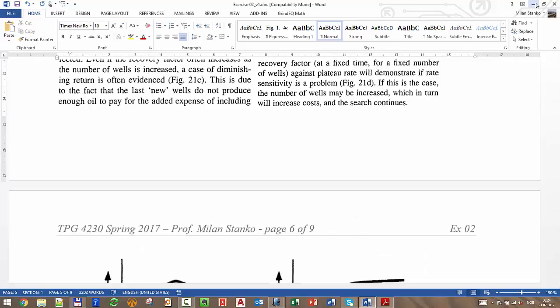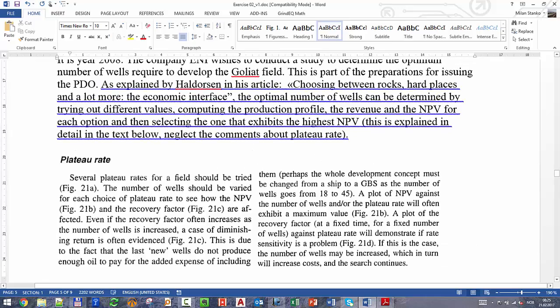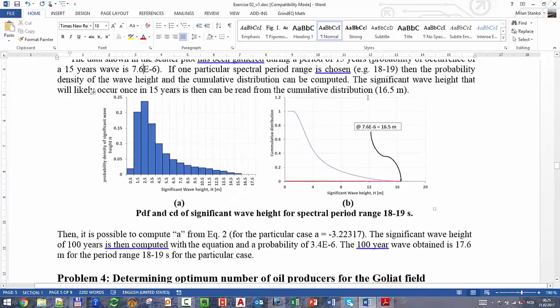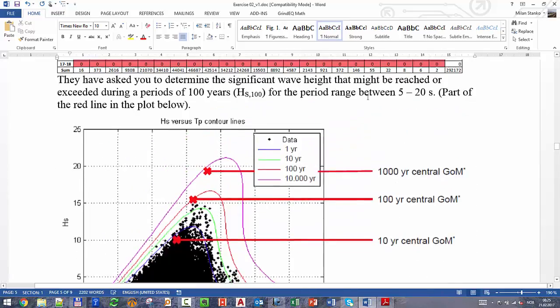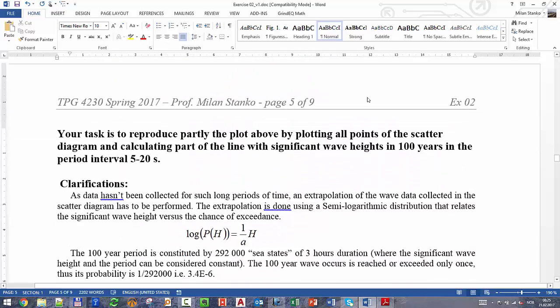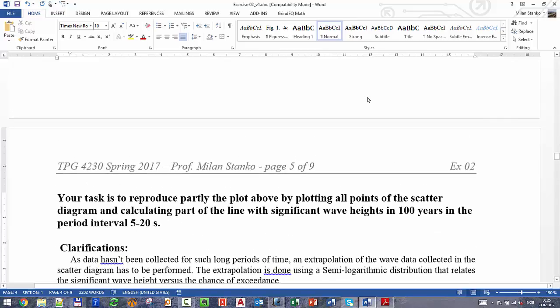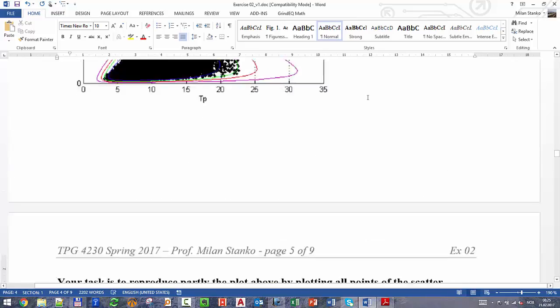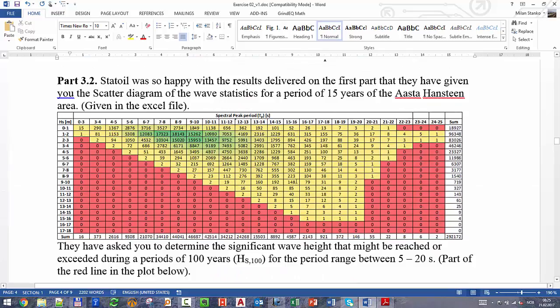Any questions so far? In task 3.2, you say that we are supposed to plot, if you go a little bit up here, down there: reproduce partly the plot above by plotting all points of the scatter diagram. How are we supposed to plot all points if you only know how many points you have? Well, no, all of the points on the table.